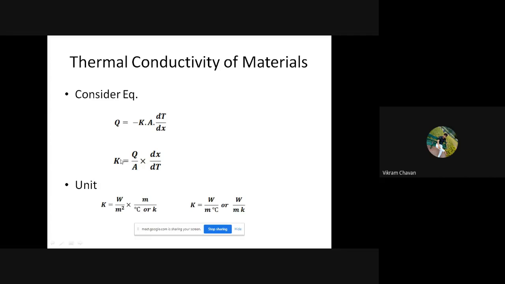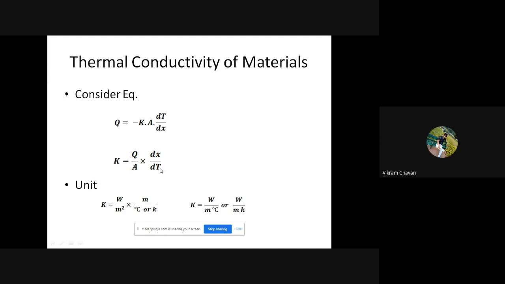So we have to derive the k unit. The q, the heat transfer rate, has the unit watt. Area unit is meter square, multiplied by dx, the change in length, whose unit is meter, and dT, the change in temperature, whose unit will be degree Celsius, or we can also consider degree Kelvin. So both units are satisfying for this terminology. No problem, if you are using degree Celsius you can use it, and if you want to use degree Kelvin, you can use it. There is no difference between degree Celsius or degree Kelvin, because we are taking the difference.